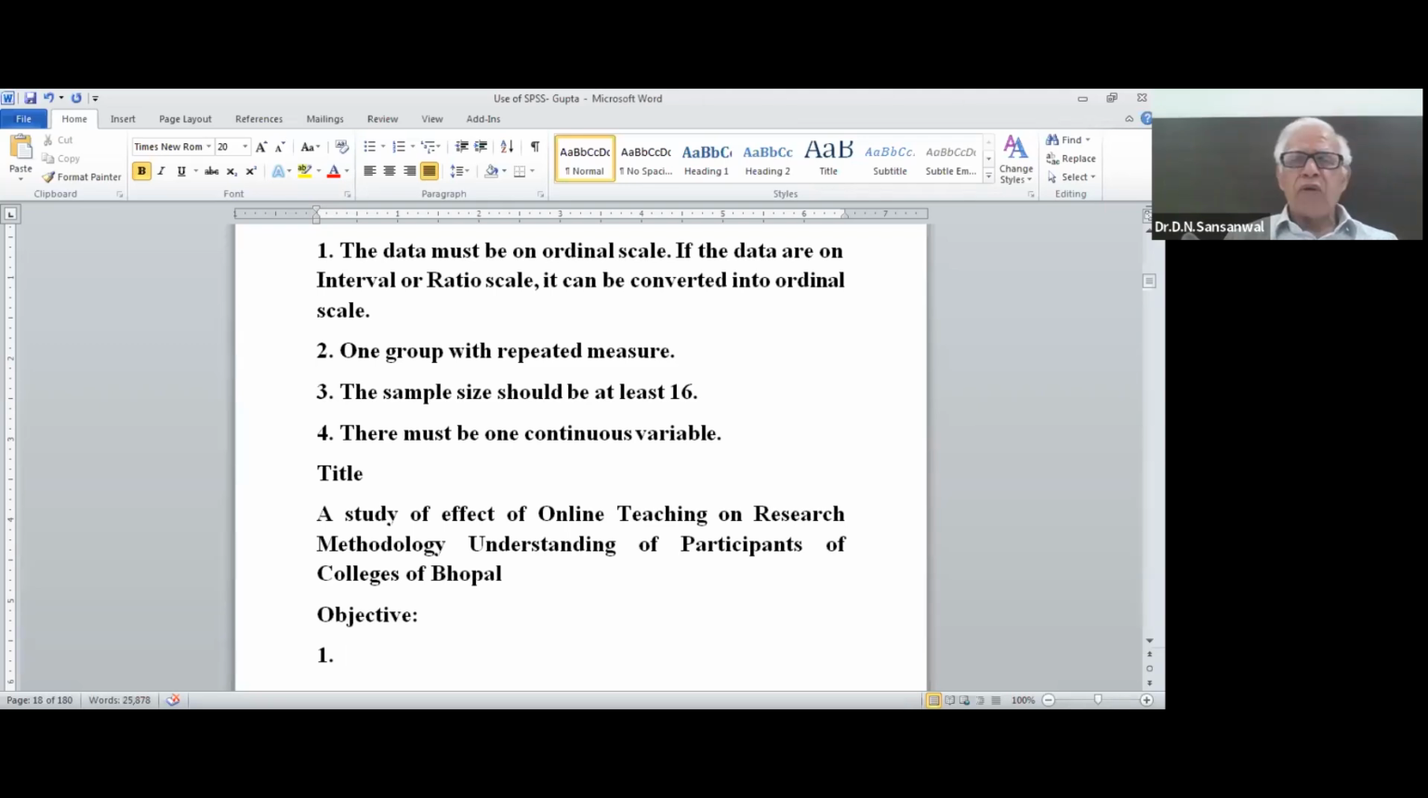Can any one of you tell me how many types of hypothesis you know? Name the types of hypothesis. Name the different types of hypothesis. Let me see who can give me the correct answer.